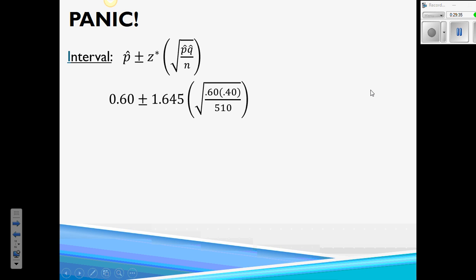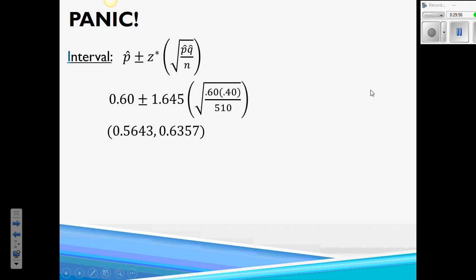0.6 plus or minus 1.645 times the square root of 0.6 times 0.4 over 510. Interval? Got it. 0.5643 to 0.6357.